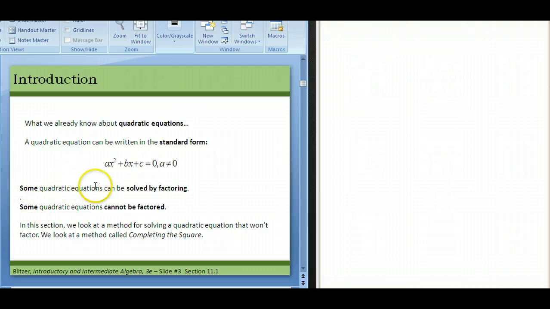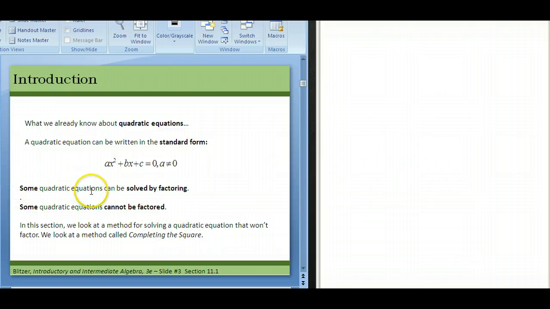Some quadratic equations, as we've seen before, can be solved by factoring and using the zero product property. We would factor the trinomial on the left side and then say each one of those factors individually could be equal to 0, and solve it that way. But sometimes it's not possible to factor this trinomial, so we have to come up with other techniques. One of the techniques we're going to talk about in this video is called completing the square.